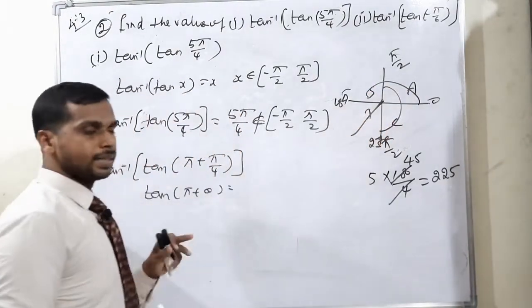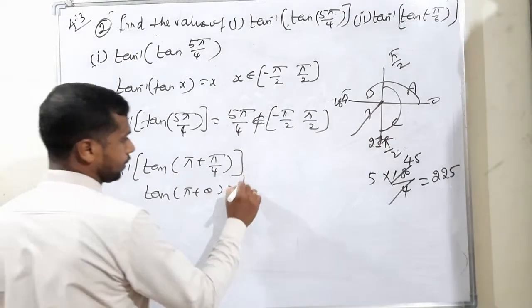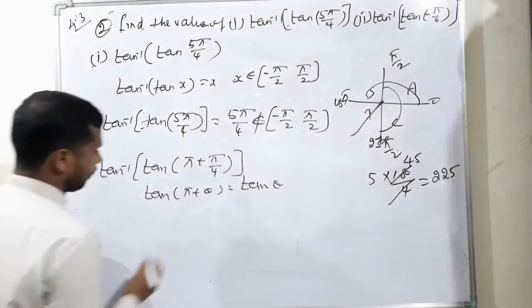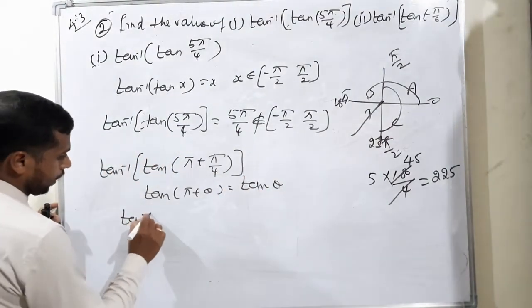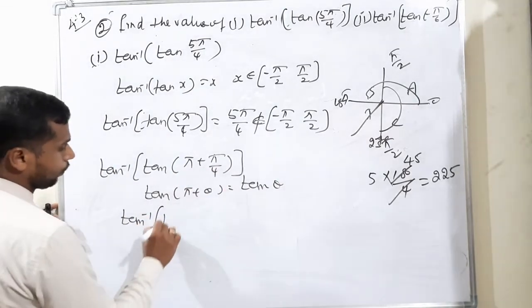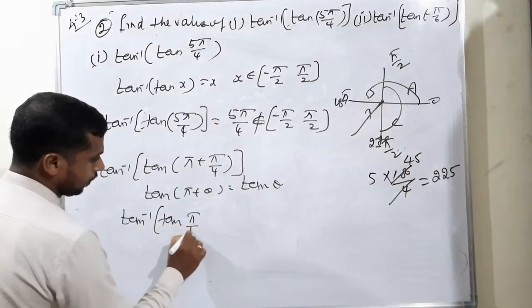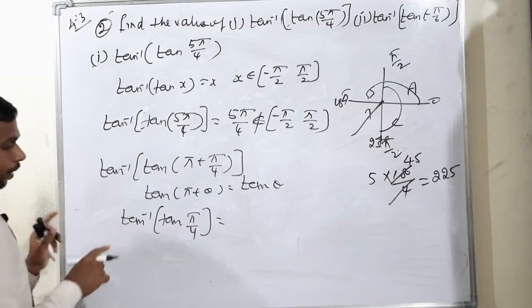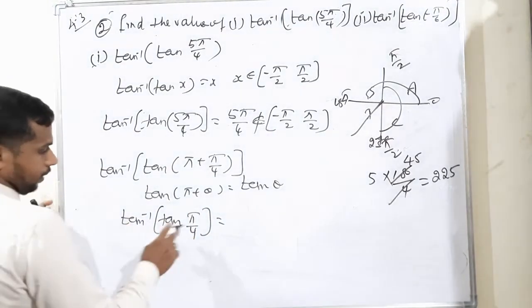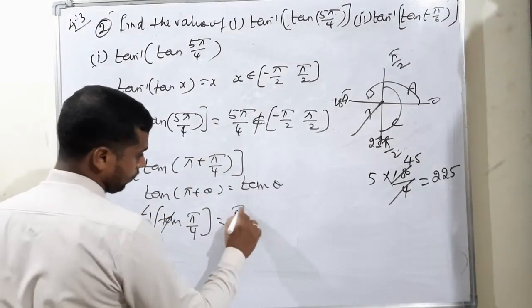So, third quadrant means tan is positive, therefore tan(pi plus theta) is equal to tan theta. Therefore, tan inverse of tan(pi plus pi by 4) means we can write it as tan pi by 4. According to the property, tan inverse of tan x means tan inverse and tan cancel, so it is equal to pi by 4.